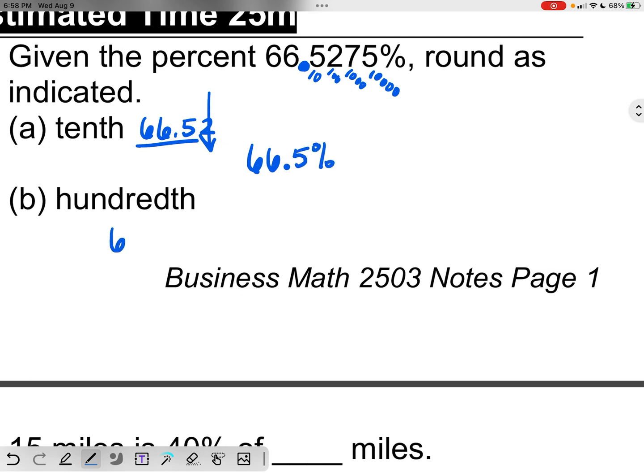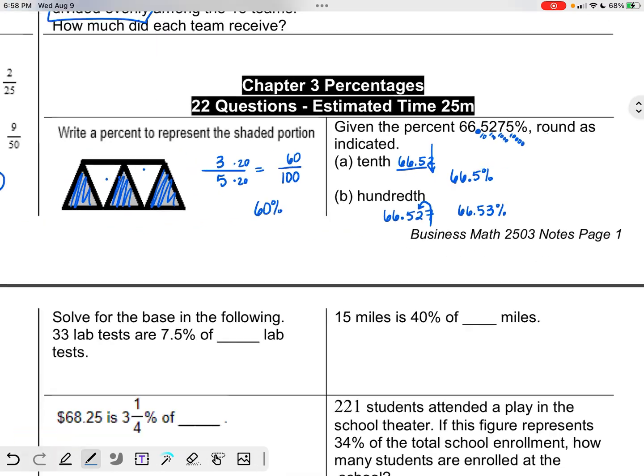To the hundredths position, we're going to look beside the hundredths, which has a 7. The 7 is greater than a 5. That's that middle number between 1 and 10. Since 7 is higher, we're going to come over. So your 2 is actually going to be bumped up. So you're going to be at 66.53. You added 1 to that hundredths position. 66.53%.